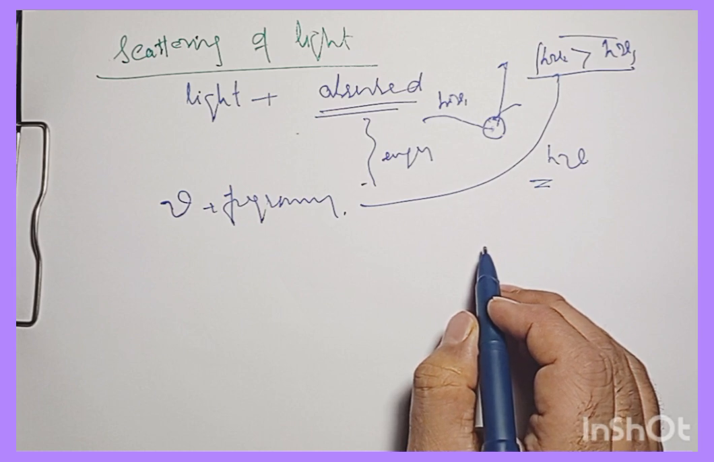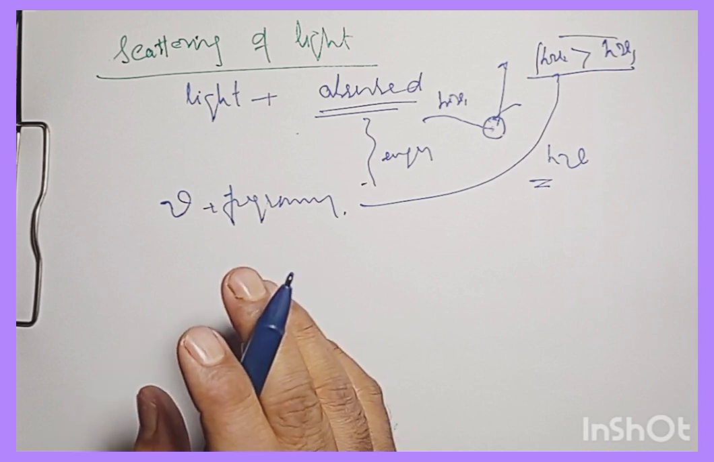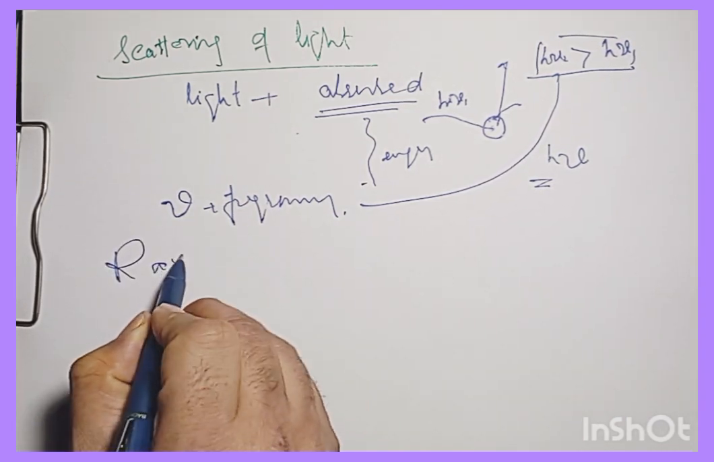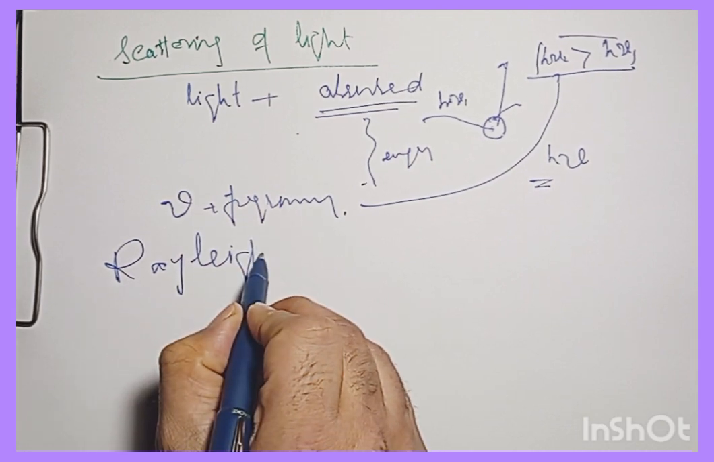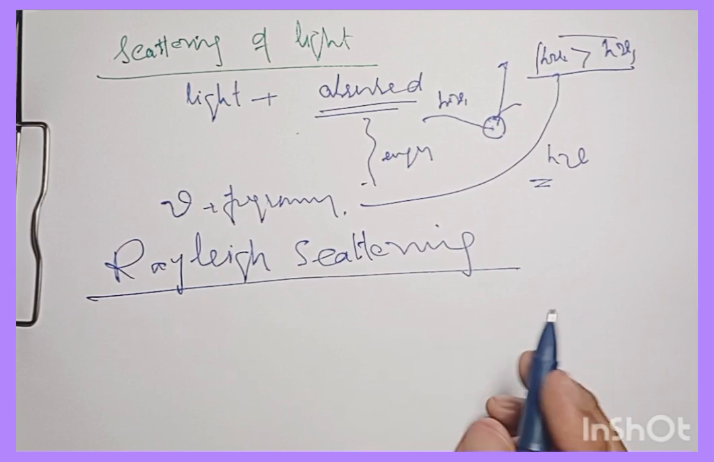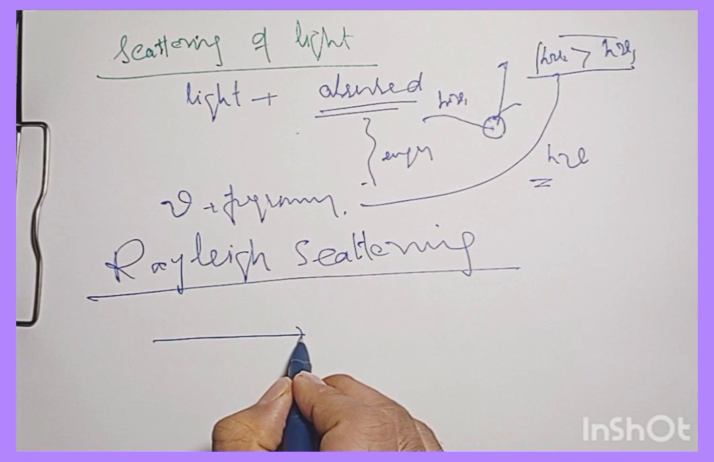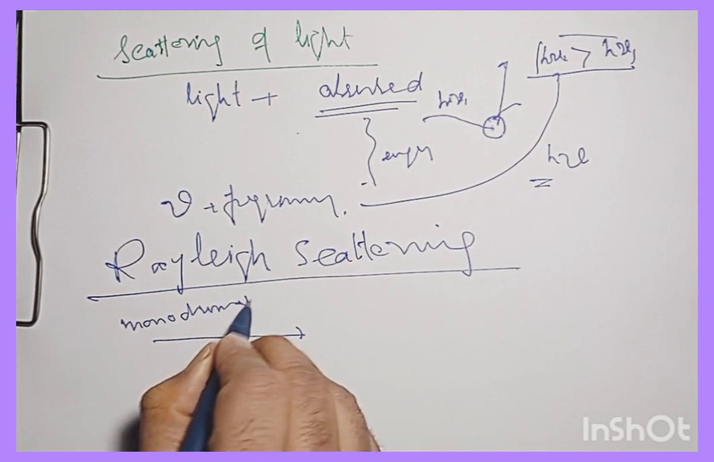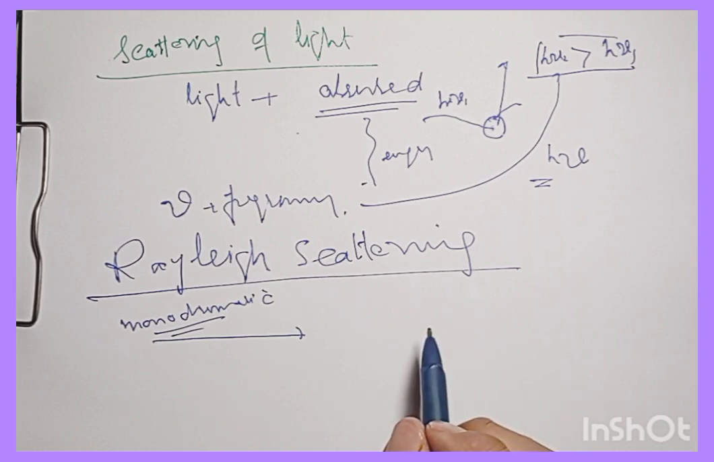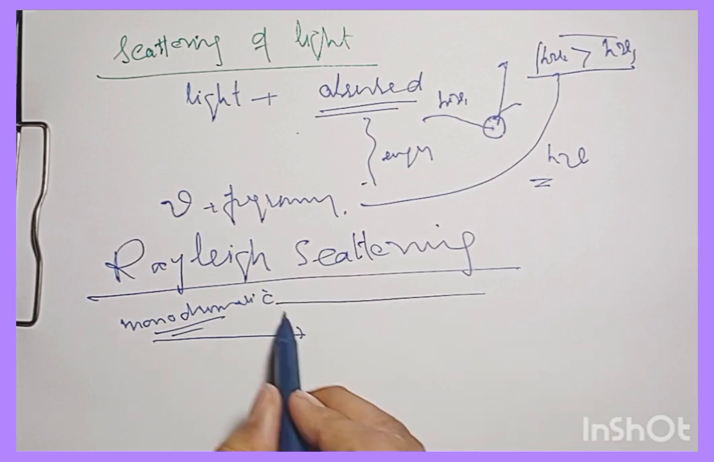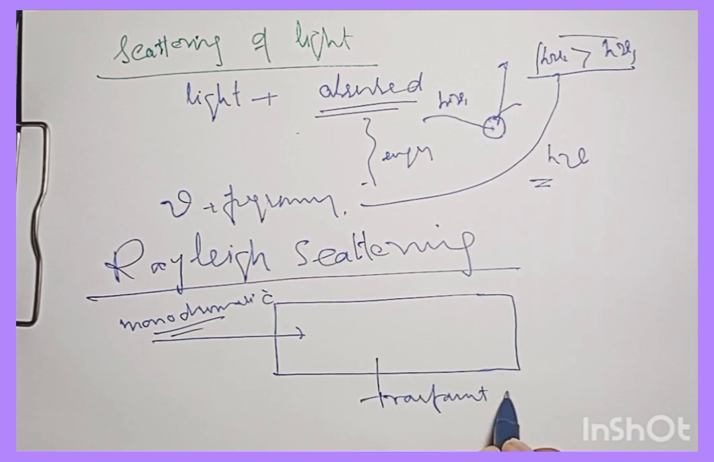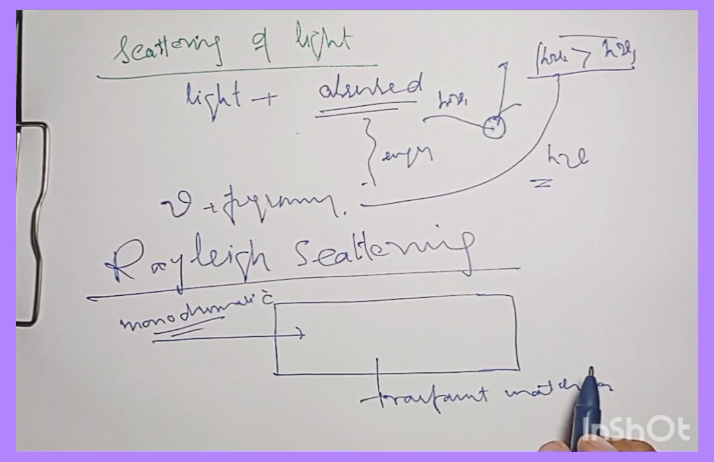And to start with a very basic formalism of scattering, it comes with Rayleigh, and we call it Rayleigh scattering. If we have some monochromatic beam of light, and we understand that monochromatic means single wavelength, and it is made to pass through a highly purified, transparent material. So let us assume that this is the highly purified transparent material.